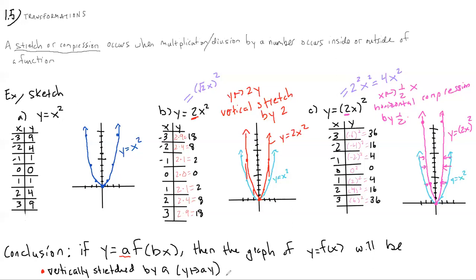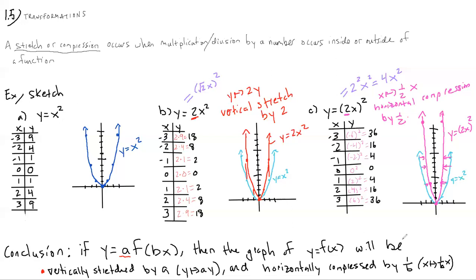And horizontally compressed by, and again, it's the opposite, just like with the shifts, it's the opposite of what you expect sign-wise. Multiplication by b is actually going to be 1 over b. So your x's are going to go to 1 over b. You actually divide by that number, even though it looks like multiplication right in front of you.